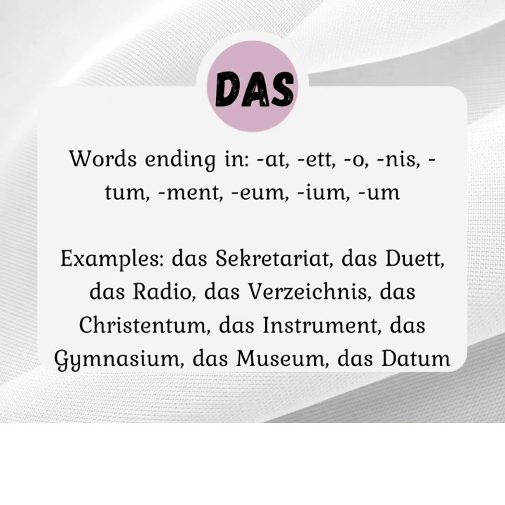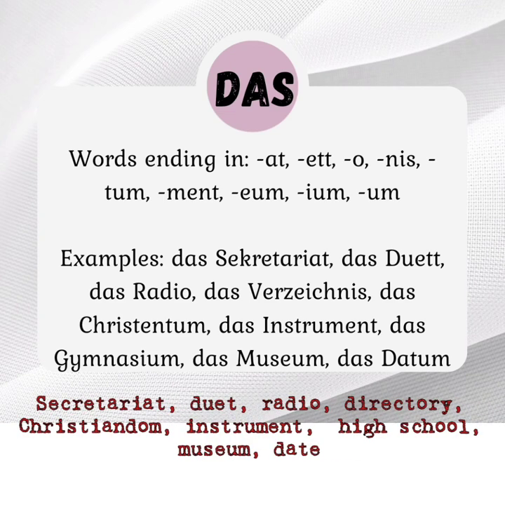Finally, neuter nouns can also be identified by their endings. Words ending in at, ett, o, nis, tum, ment, eum, ium, and um are classified as neuter. Examples are das Sekretariat, das Duett, das Radio, das Verzeichnis, das Christentum, das Instrument, das Gymnasium, das Museum und das Datum.